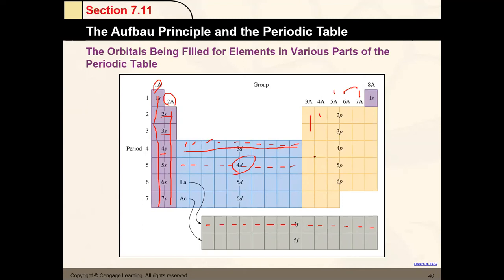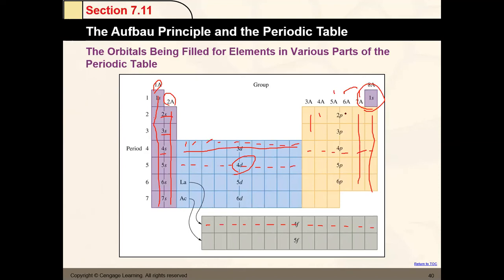Same thing for P: P1, P2, P3, P4, P5, P6. They all end in P6, with the exception of helium. Helium is the only one that doesn't end in P6. It is 1S2. That's why this section is for the noble gases. All noble gases end in P6. All the halogens will end in P5.